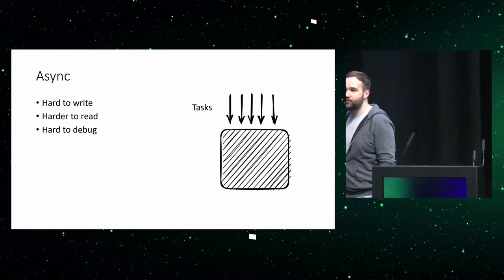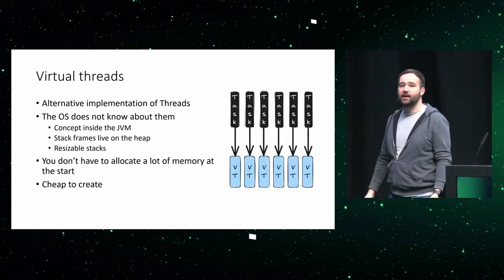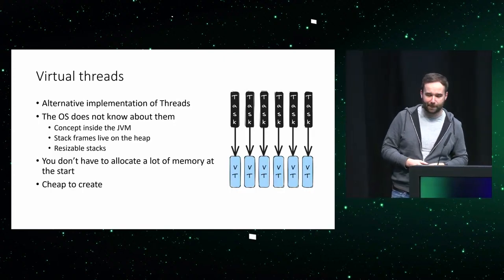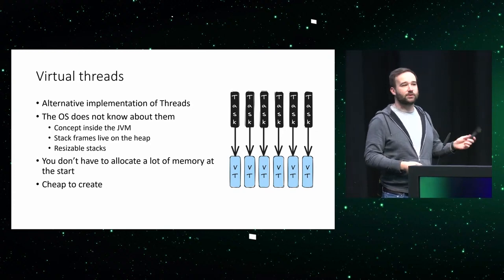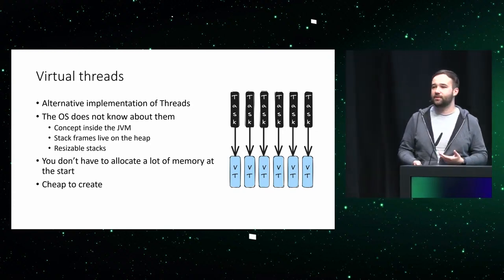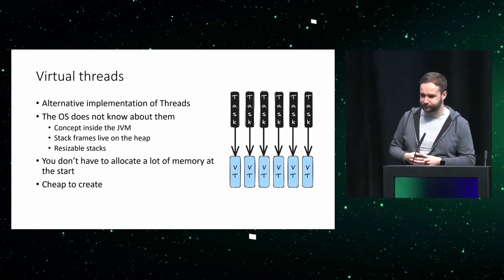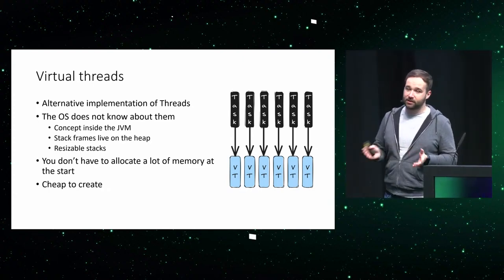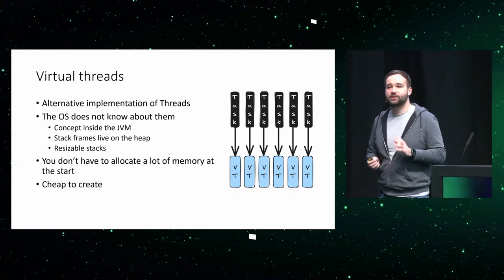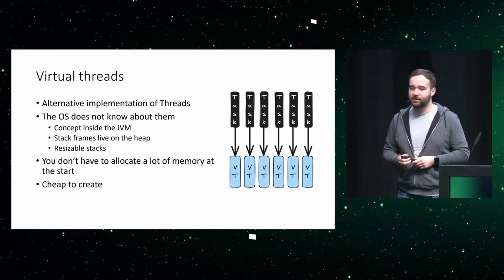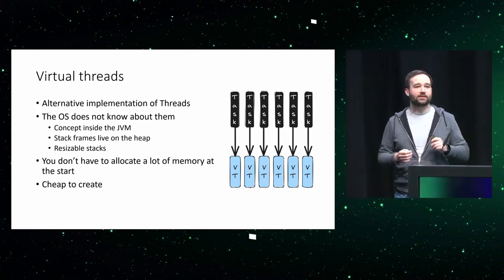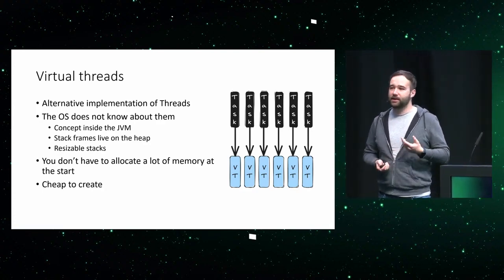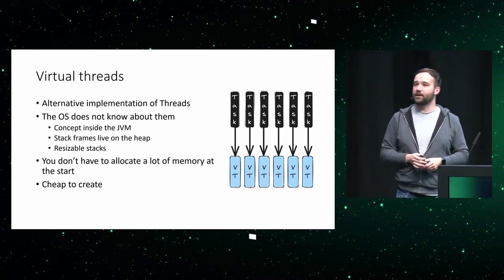So let's see how virtual threads improve on all of this. The virtual threads are just an alternative implementation of the thread class, which means that the old threads aren't going anywhere. We just get a new kind of thread, the virtual thread. And the nice thing about them is that the operating system doesn't know anything about it. They are just a concept that lives aside the JVM, which means that the stack frames, the memory the virtual threads use, is all managed by the application itself and not by the operating system.